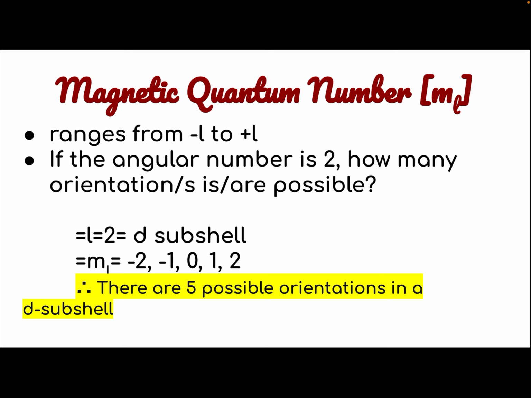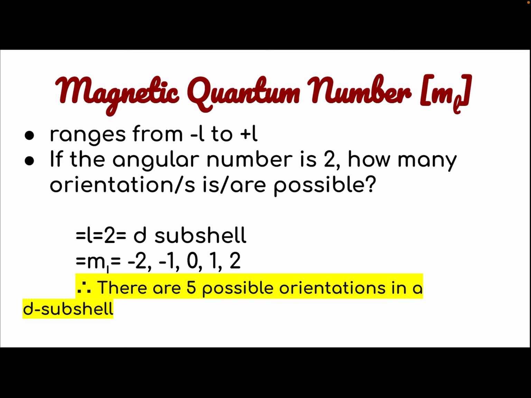So, ibig sabihin, kung ang value, kunyari, ng angular number mo is 2, anong letter yon or anong shape? If L is 2, then that means that's a D shape. D subshell yon, no? Letter D. So, magnetic number, as we said earlier, talks about the orientation. Ilan ba sa bawat angular number, ilan yung posibleng orientation niya? Meron bang nakahiga along the x-axis? Meron ba nakapatayo along the y-axis? Meron ba nakapadiagonal? So, it talks about yung kanyang orientation.